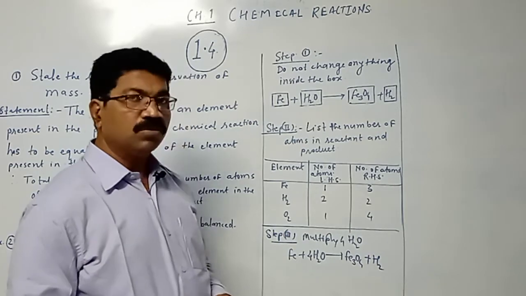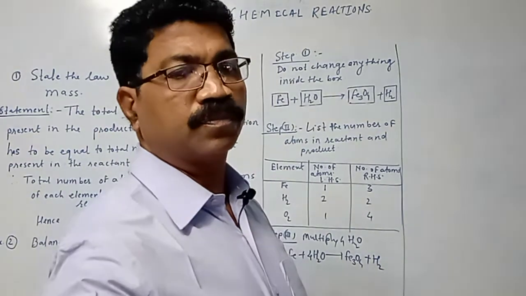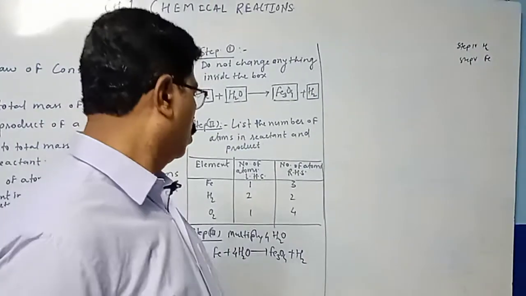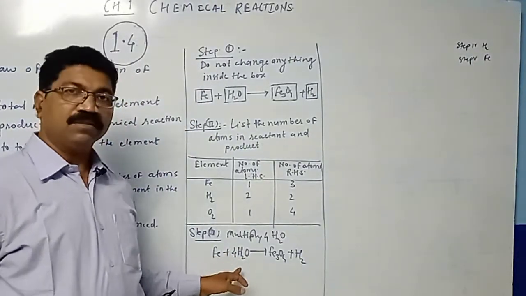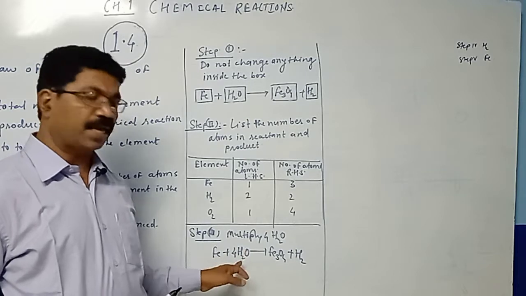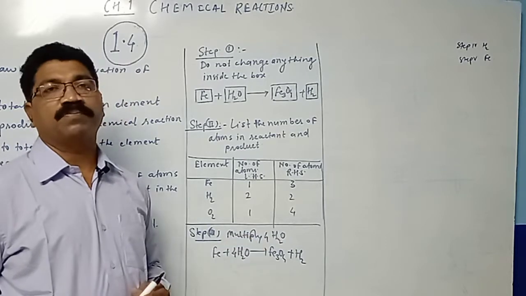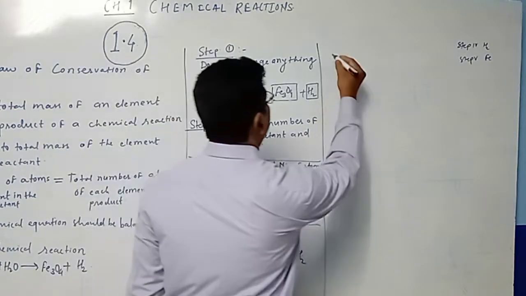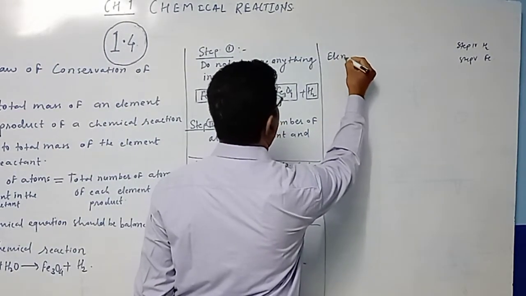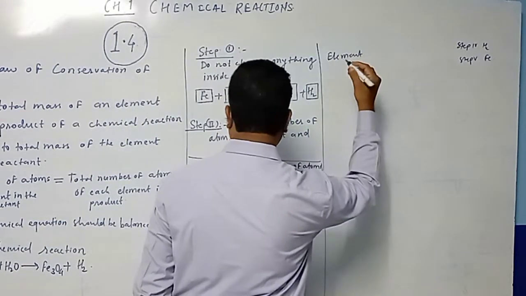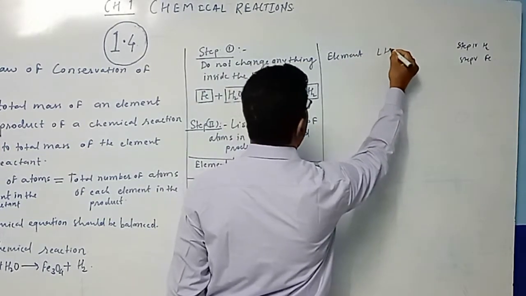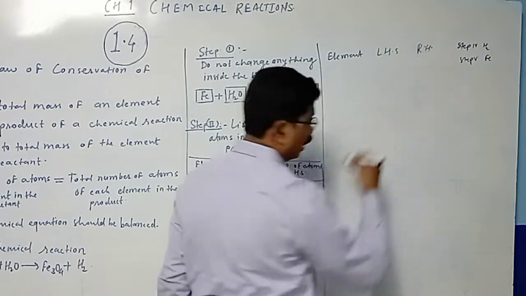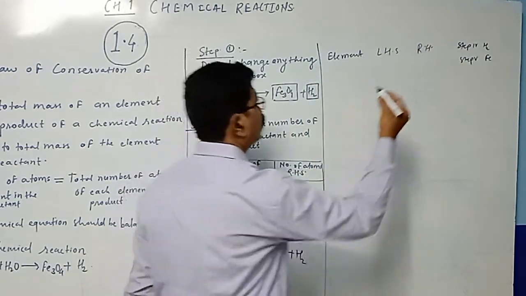Okay, now we have to again examine the number of elements present over here. So again I will make a table. The first column will be element, then the second column will be the number of atoms on the left hand side, and the third the number of atoms on the right hand side.